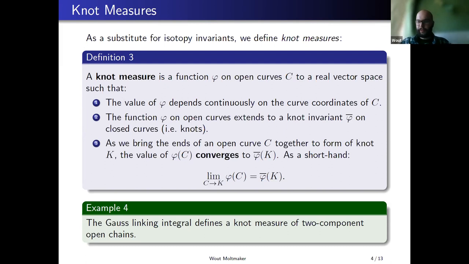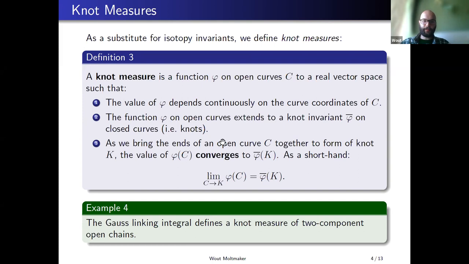And then we want it to have the characteristics somehow of an ambient isotopy invariant. So what this means is we want whatever recipe we use to define the knot measure to also extend to knots. So if the open curve has a single singularity, being that the endpoints agree, then we want this definition still to make sense. And moreover, what it defines should be a knot invariant, so an ambient isotopy invariant. This knot invariant is called phi bar, the extension of phi.